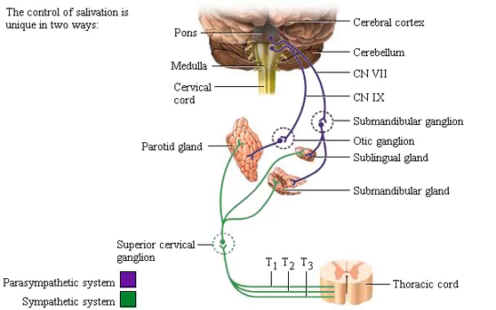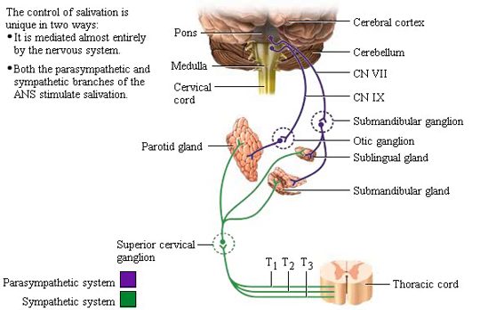The control of salivation is unique in two ways. First, it is mediated almost entirely by the nervous system. Note that both gut hormones and neural reflexes regulate secretion in other portions of the GI tract. Secondly, both the parasympathetic and sympathetic branches of the autonomic nervous system stimulate salivation. Note that parasympathetic and sympathetic nerves have opposing actions on most other organs. Click the parasympathetic fibers of cranial nerve 7 or 9.